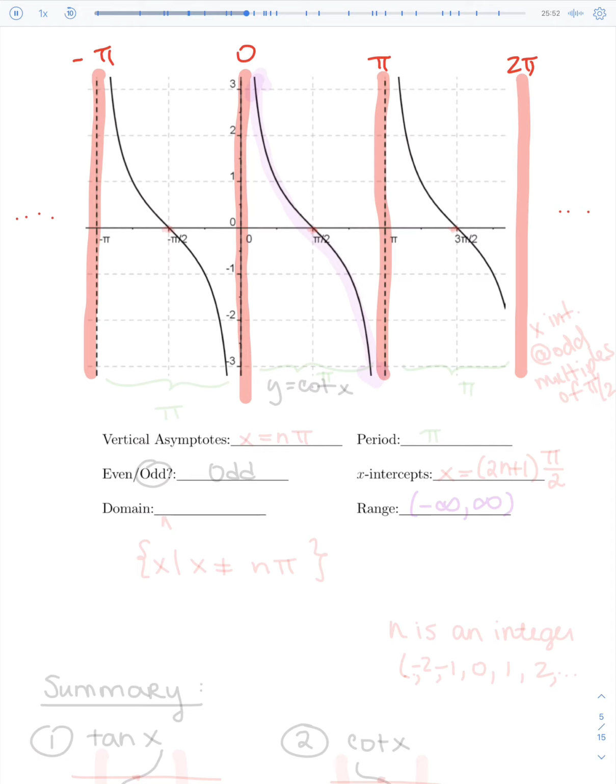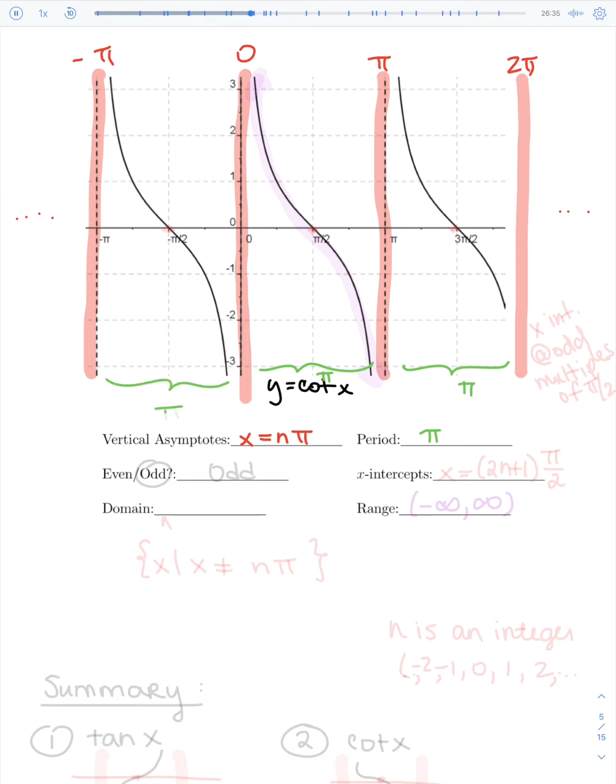So what that means is our asymptotes, and again, as a reminder, this is our cotangent graph that we're looking at. Our asymptotes are happening at just regular multiples of pi. Not odd multiples of pi over 2 like we were doing before, just multiples of pi. So that would look like x equals n pi. And again, just like before, n's an integer. The period's the same. The period is that we're repeating ourselves every pi.